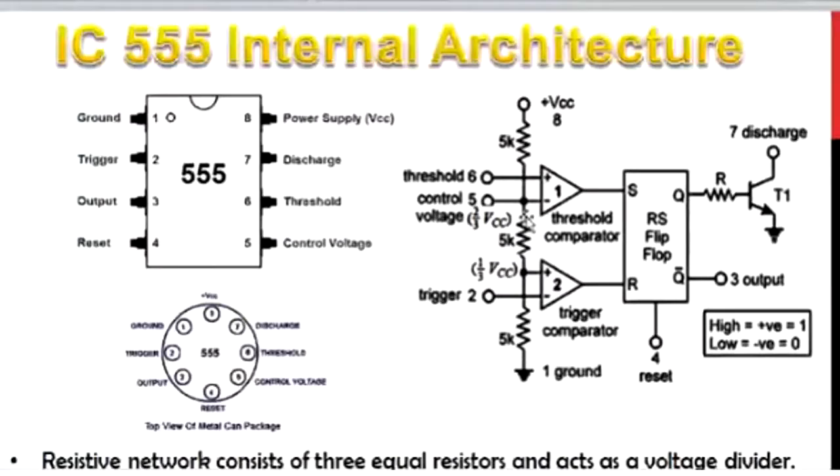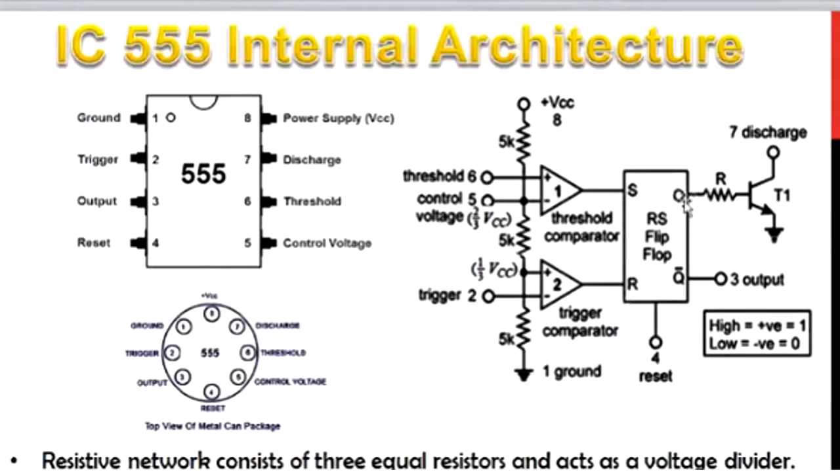The outputs of these two comparators are given to the RS flip-flop. Comparator 1 is given to the set input, and the other is given to the reset input. I hope you remember the RS flip-flop. Whenever S is high, that is the set condition. Set condition means Q will be 1. And when R is high, that is the reset condition, then Q will be 0.